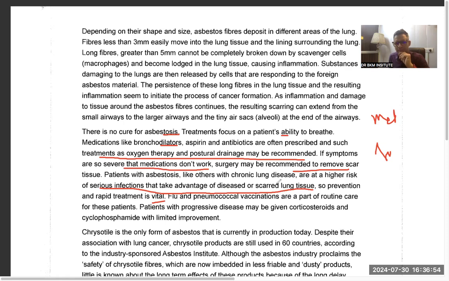So what is important? Prevention and rapid treatment is vital. So that means prevention of what? Patients with asbestosis have a high risk of serious infection, and the diseased tissues take advantage of it. So the main thing, if you can understand, is serious infection. So prevention and rapid treatment is vital. So that should be my answer.